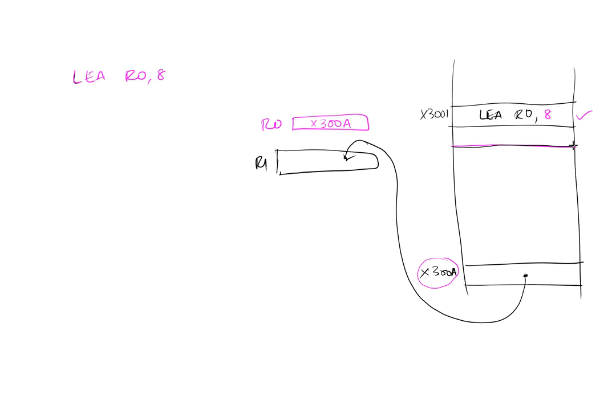Because what did I do? What did LEA really do? LEA put into R0 the value of PC plus offset. And to contrast this, what did LD do when it said LD R1 comma offset? It got the contents. It said R1 gets the memory contents of PC plus offset.